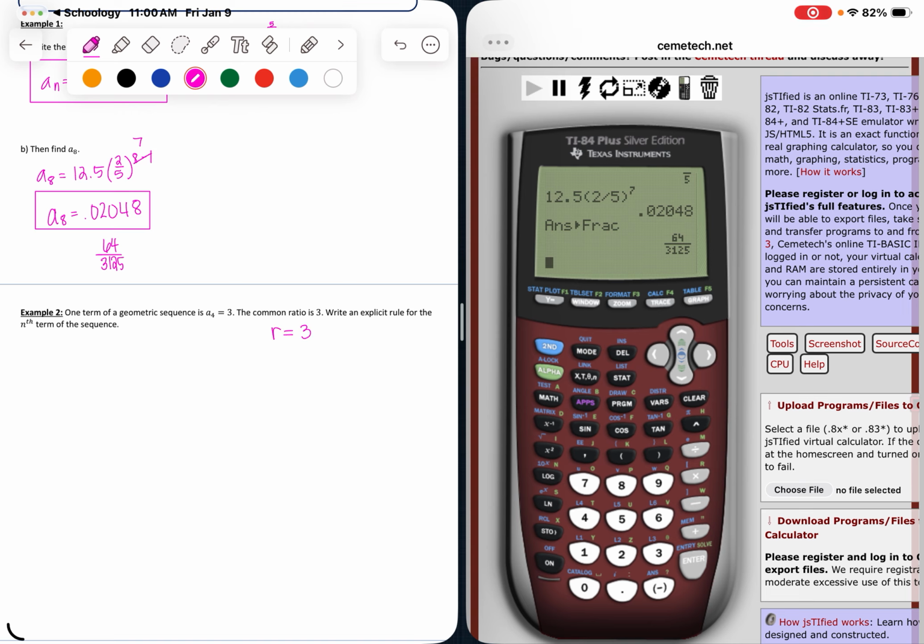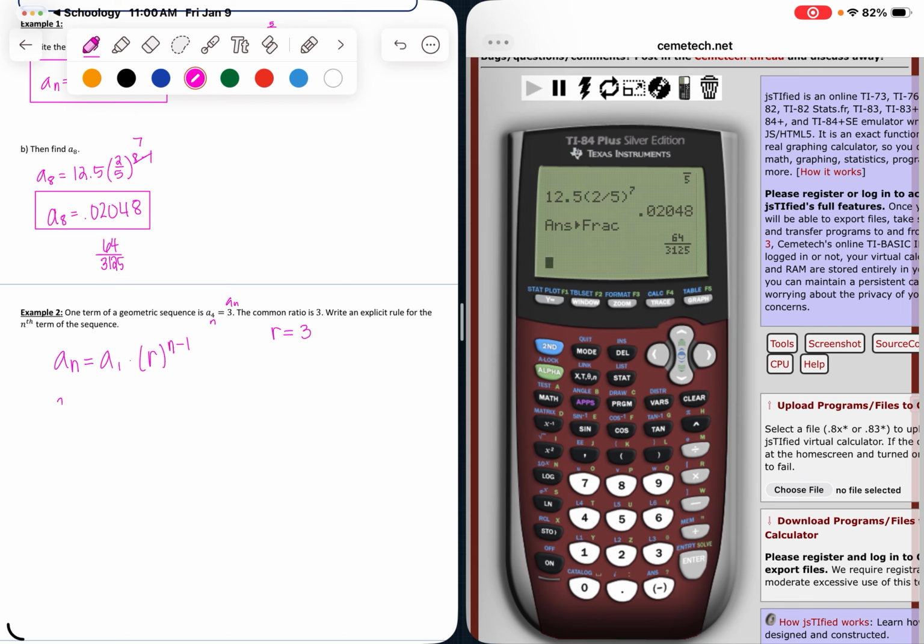So what we're going to do is figure out what the first term is using our formula. So our formula, once again, which is not provided for you, is a sub n is equal to a sub 1 times r to the n minus 1 power. So we're going to plug in 3 for r, and then we know our fourth term is 3, so we're going to plug in 4 for n. And we're going to say that a sub n is 3.